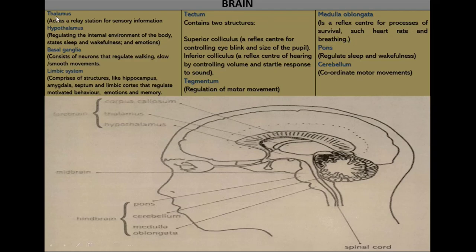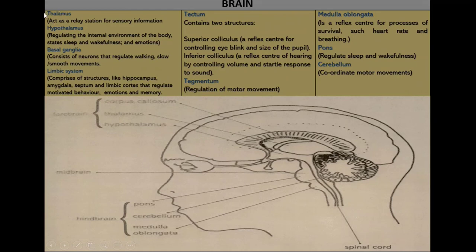This is our brain. First, we have the thalamus. We have the forebrain, midbrain, and hindbrain. You can look at the structure in your study guide or the recommended book. In the forebrain, we have the corpus callosum. We'll explain the function. We have the thalamus and hypothalamus in the forebrain. Then the midbrain, around the pons. In the hindbrain, we have the pons, cerebellum, and medulla oblongata.